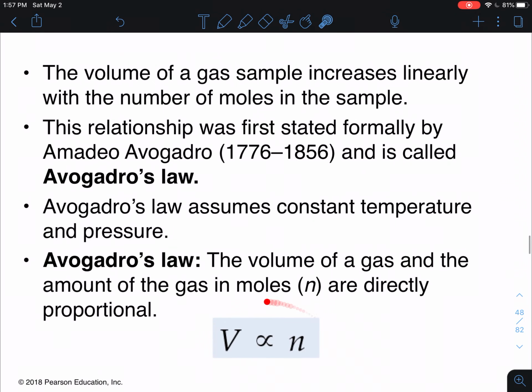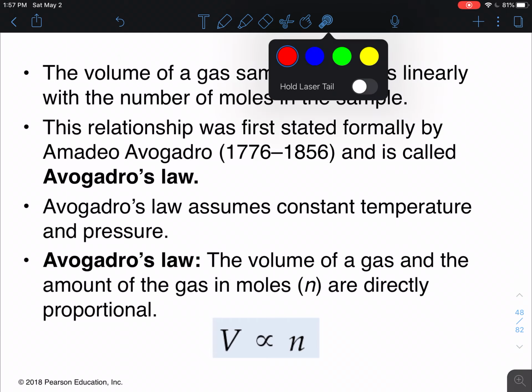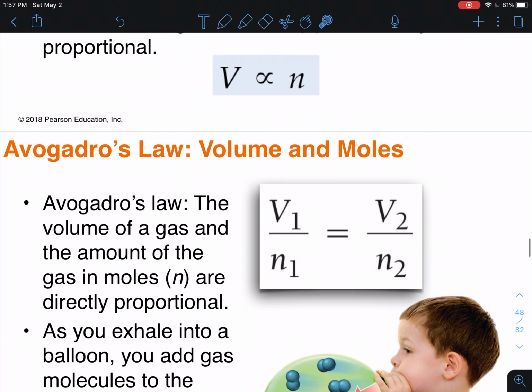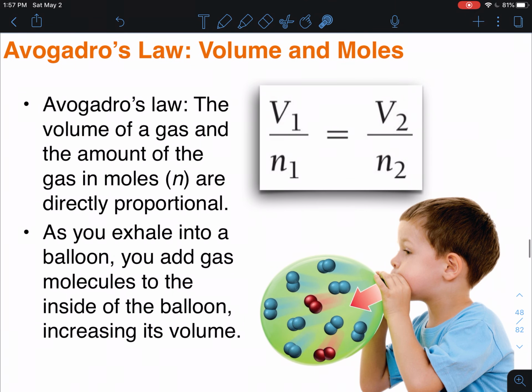And here's the relationship right here. They're directly proportional. Again, this is called Avogadro's law. It came from Avogadro. And Avogadro's law assumes that, obviously at constant temperature and pressure, the volume of the gas is directly proportional to the number of moles. All right. So again, we have the number of moles in the denominator position, and the volume in the numerator position.